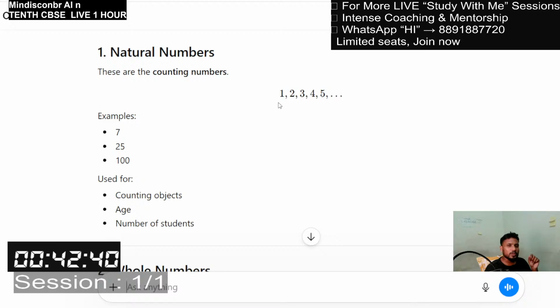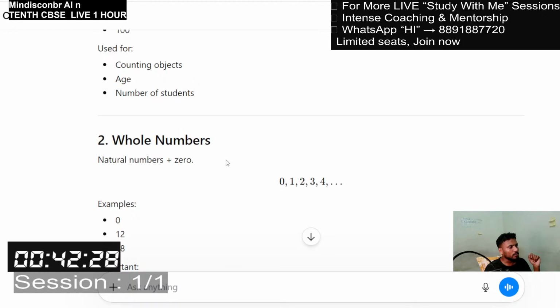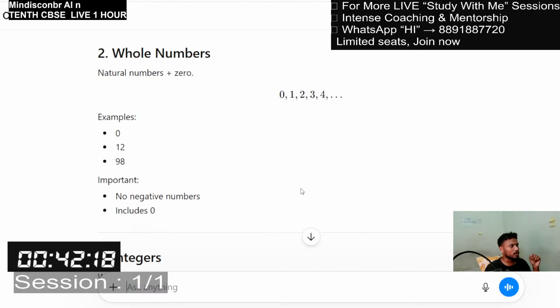Here the main important point is there is no 0. So 0 is not a natural number. Natural numbers are used for counting. Since 0 is not used for counting, it is not a natural number. And in whole numbers, 0 is there. Whole means full. So including 0, that is 0 plus natural numbers, is whole numbers: 0, 1, 2, 3, 4. Examples: 0, 12, 98.